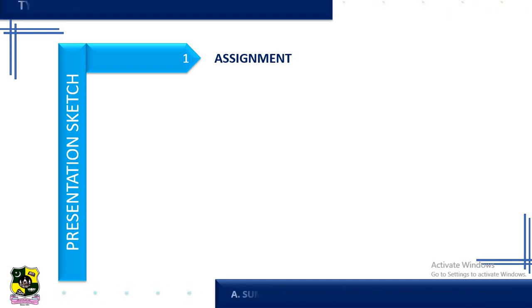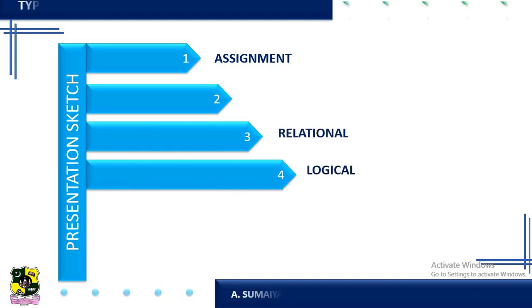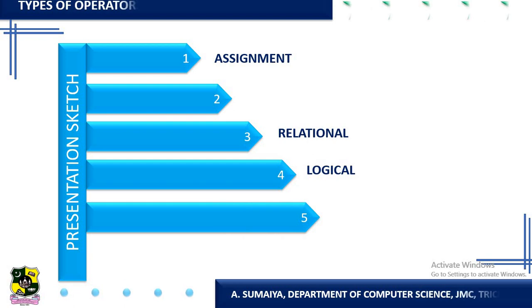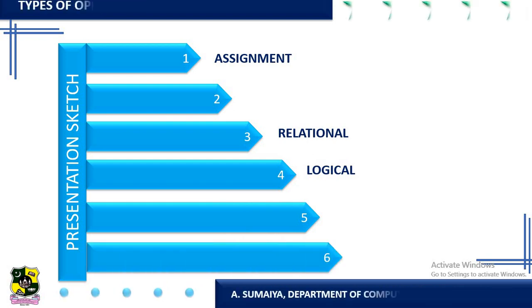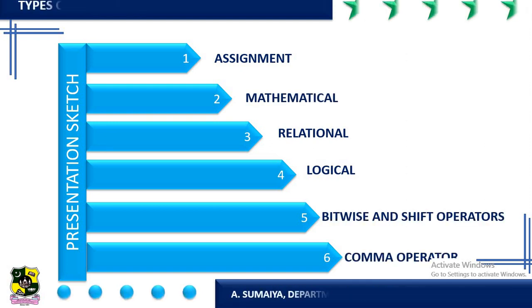Some commonly used operators are the assignment operator, mathematical operator, relational operator, logical operator, and then shift operators, bitwise operators, and comma operators. These are all the most commonly used operators.